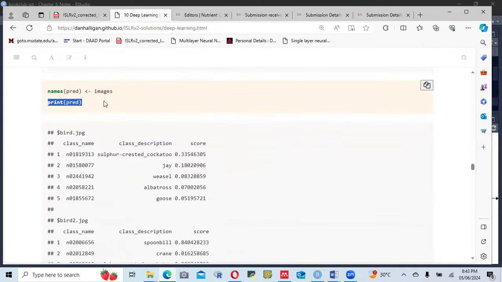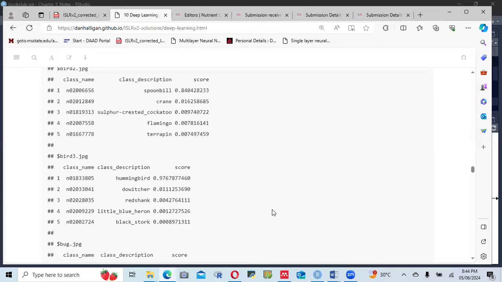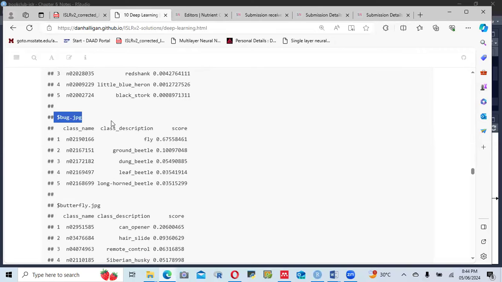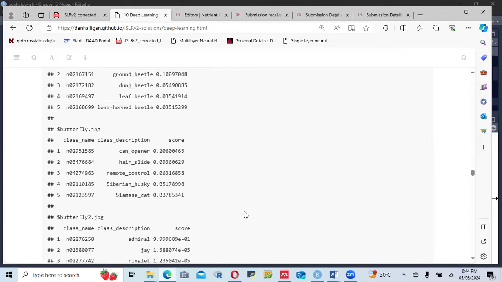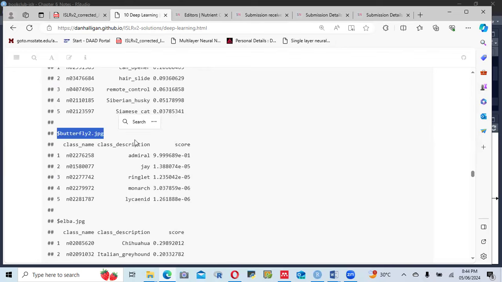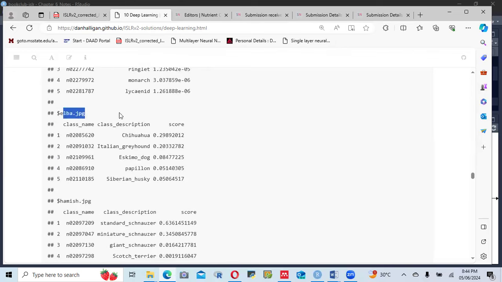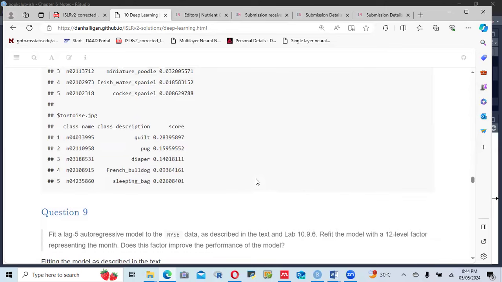Then we print the predictions, so we can see the first is bed, with the class name, class description, and also the score. So these are all the class names for the bed. These are the class descriptions. These are the scores. The second image is bed 2, the third image is bed 3, the next is bug, we also have butterfly, butterfly 2, Elba, Hamish JPEG, and tortoise JPEG.